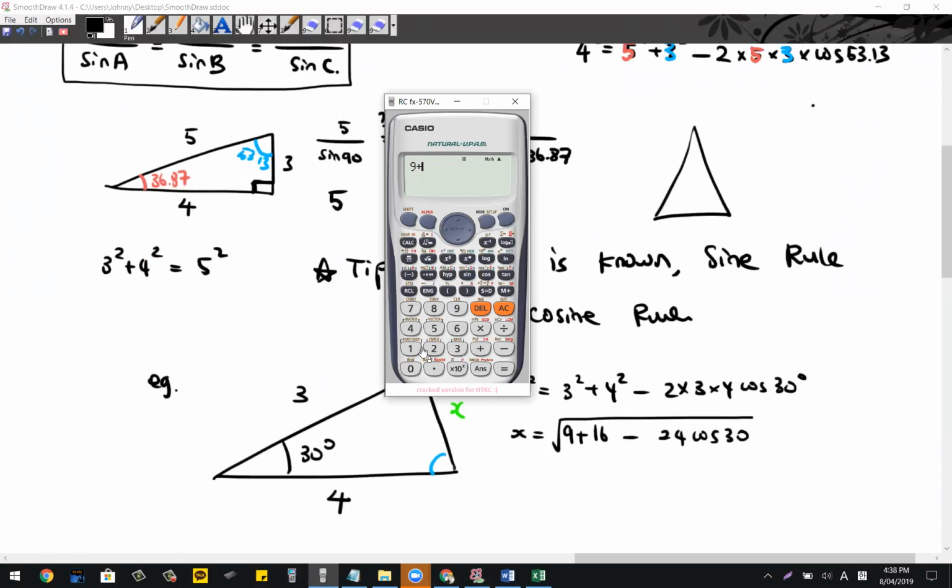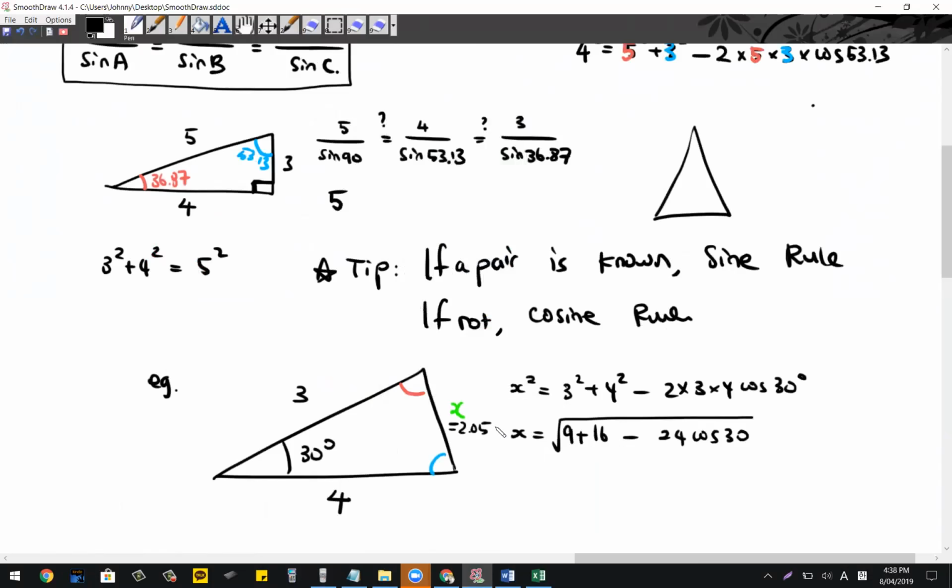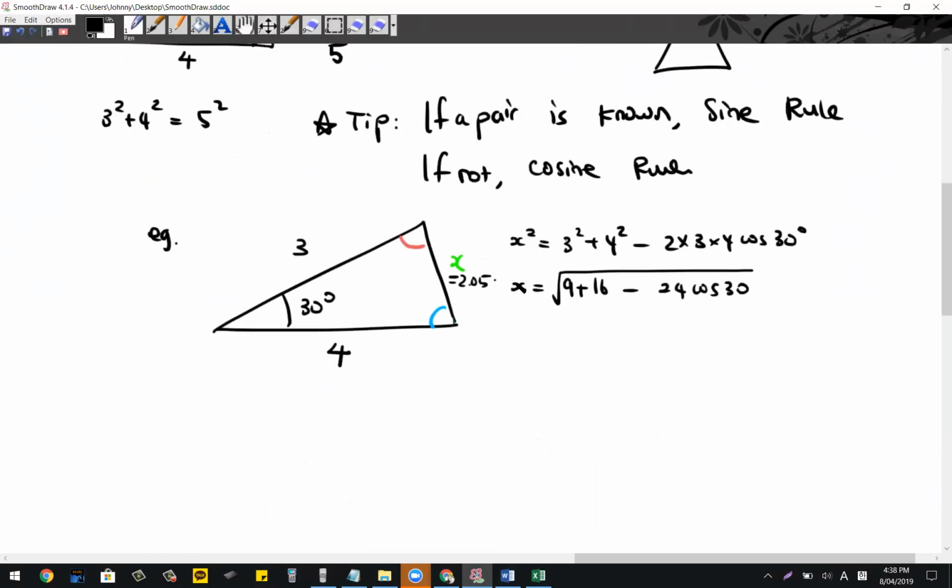So let's see what that is. Plus 16 minus 24 cosine 30, and then square root of that. That's about 2.05. Now, we also have to figure out this angle here. Now we have a pair. See how this one and this one is a pair now? We can use 2.05 over sine of 30 equals to this angle.